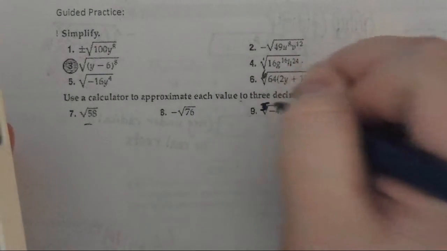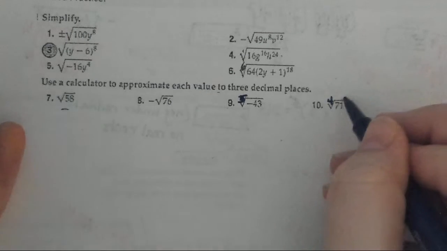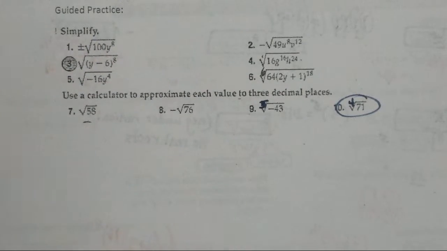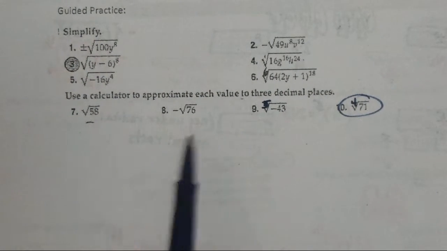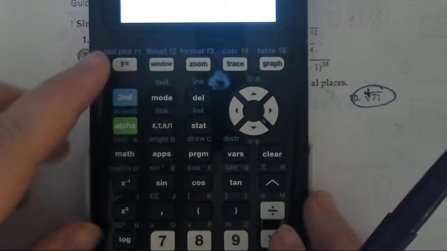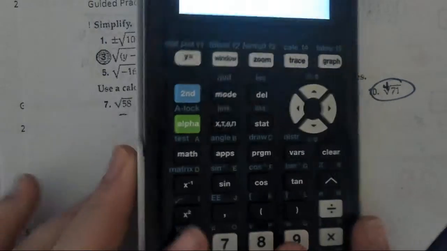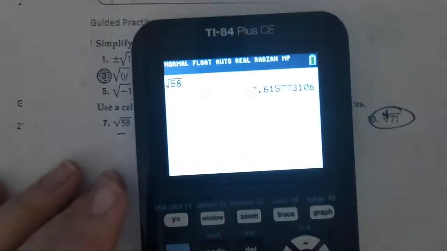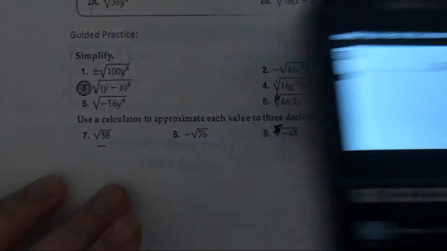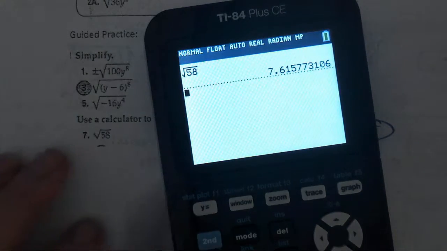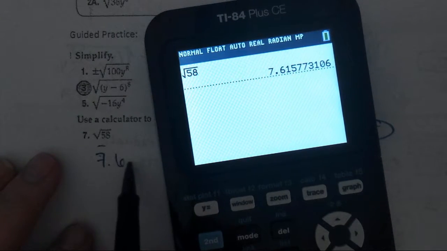Thank you. Okay, so I'm going to show you how to type in number 10. Everybody in the room knows how to do 7 and 8 already. Everybody already knows where the square root is. Arturo knows square root and 58. And then it says 3 decimal places, so 7.616.